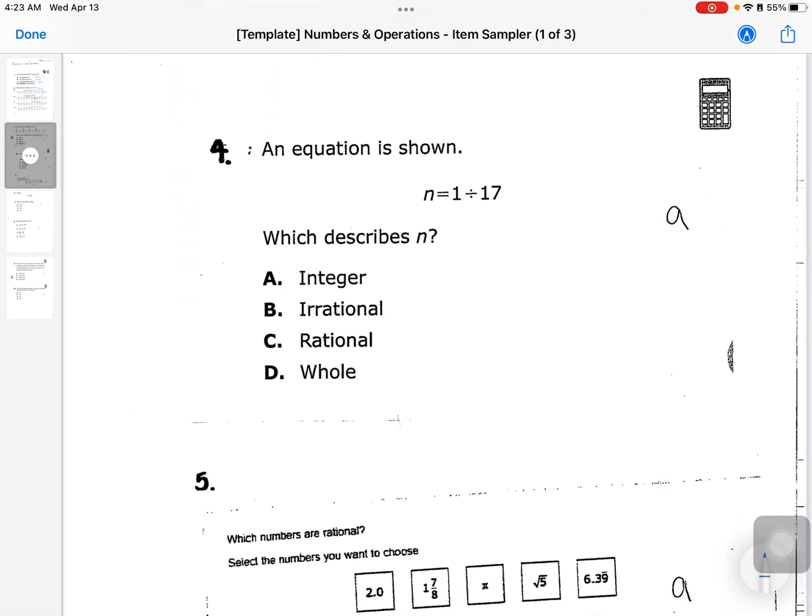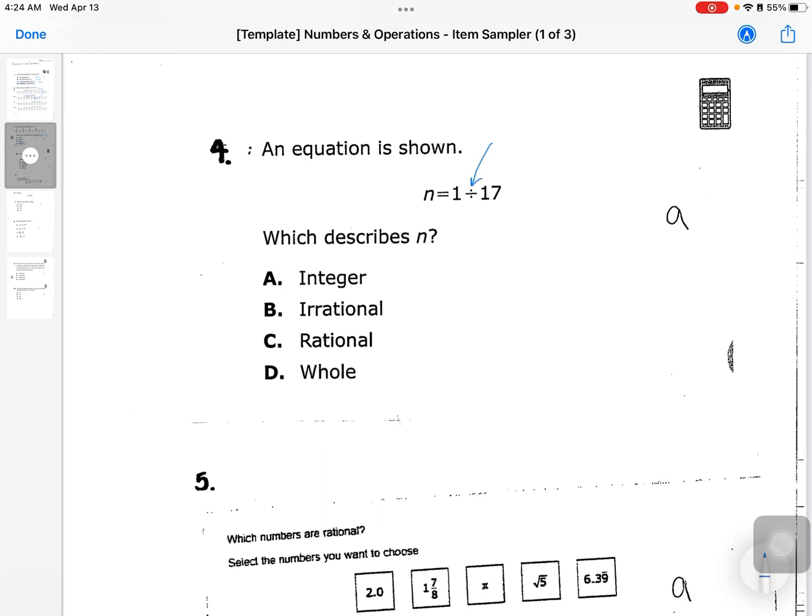Number 4 has 1 divided by 17, and it says which describes n. Is it an integer, an irrational number, a rational number, or a whole number? Well, if you do 1 divided by 17 in your calculator right now, you're going to notice that it works out to be a decimal. Well, we have to decide if it is rational or not. Remember, repeating decimals and terminating decimals are rational. But here's a little trick in this.